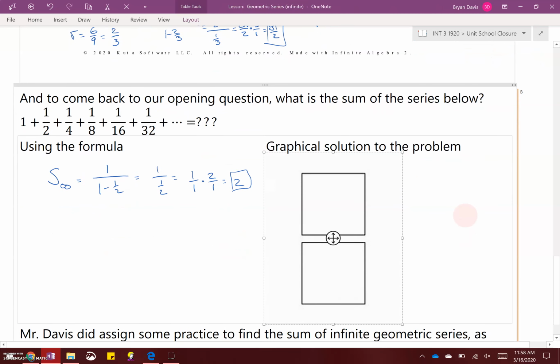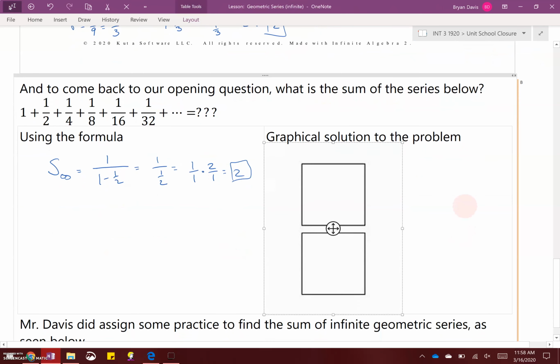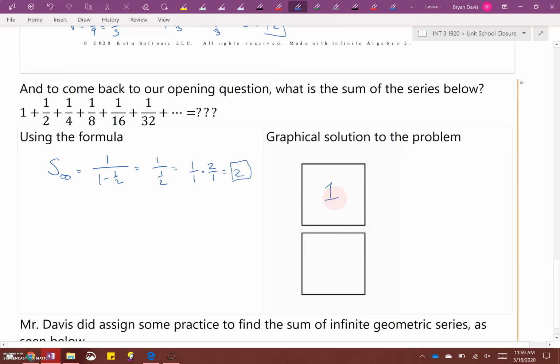But there's a beautiful graphical solution to the problem. And so notice I'm starting off with 1. And so here's 1, right? Let's use a square to represent a full unit. And the area of the square is going to represent partial. So notice I next have 1/2 that I'm going to add in here. So here's half of that square. So now I have, as a graphical representation, 1 plus 1/2, so the sum of the first two terms. And now I want to add a quarter.